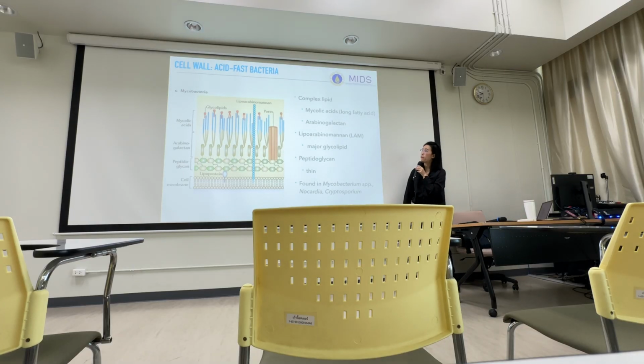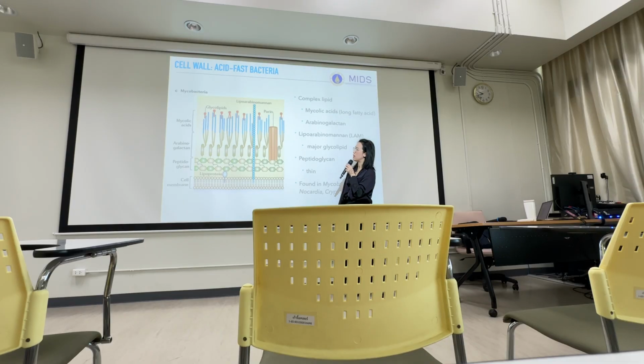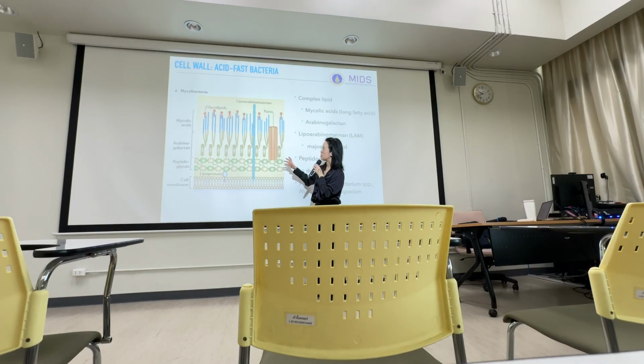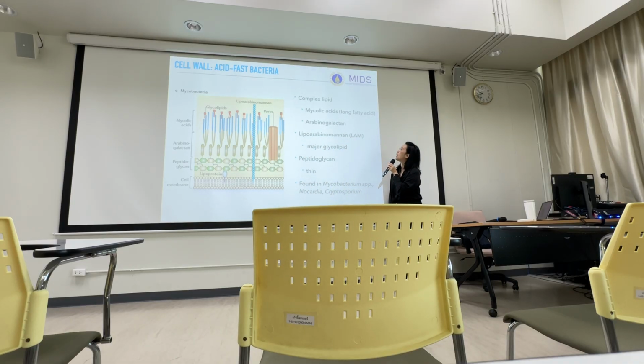For the acid-fast bacteria, which is the major way to identify Mycobacterium tuberculosis, this group of Mycobacterium has a bit different structure. On their cell wall, they are composed of many types of lipid. The major part is mycolic acid lipid. This type of lipid will be present on the cell wall of mycobacteria.